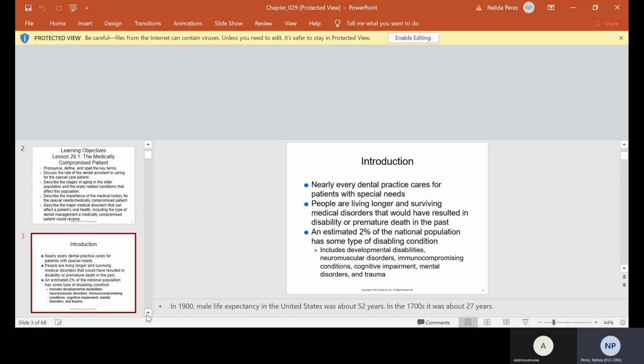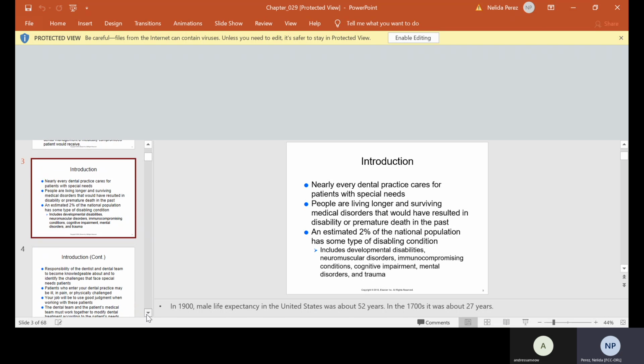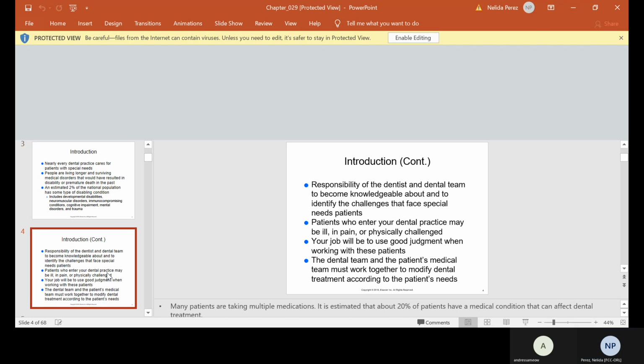In the 1900s, male life expectancy in the United States was about 52 years. In the 1700s, it was about 27 years. So big difference there. Now, it is the responsibility of the dentist and the dental team to become knowledgeable about and to identify the challenges that face special needs patients.